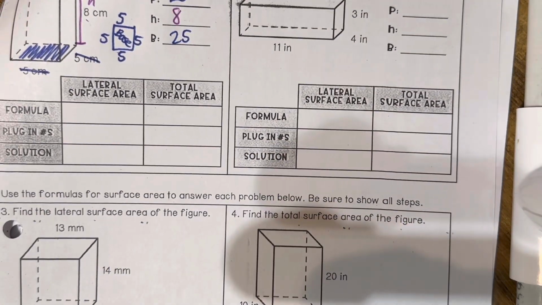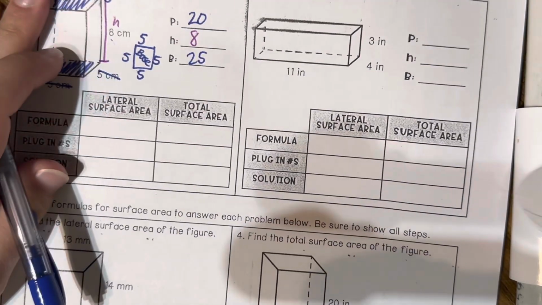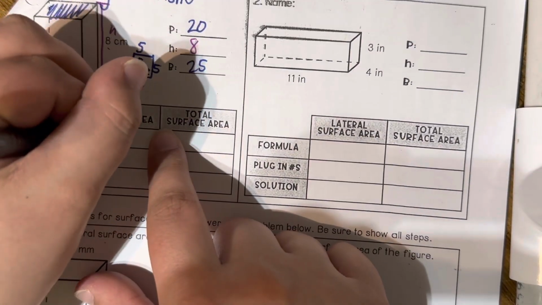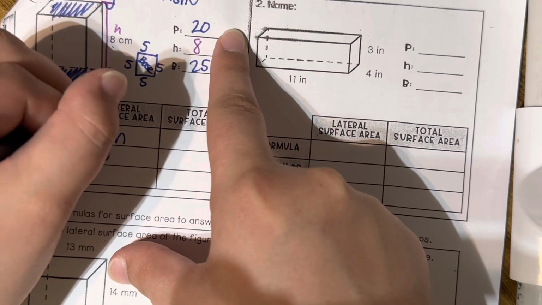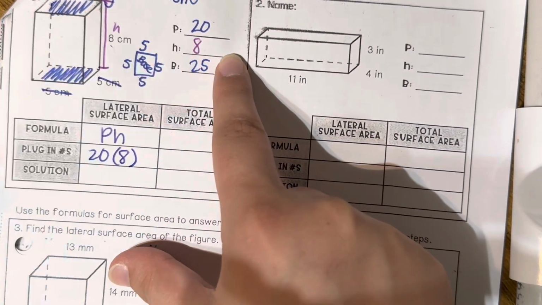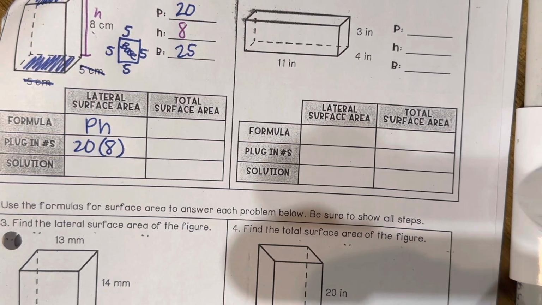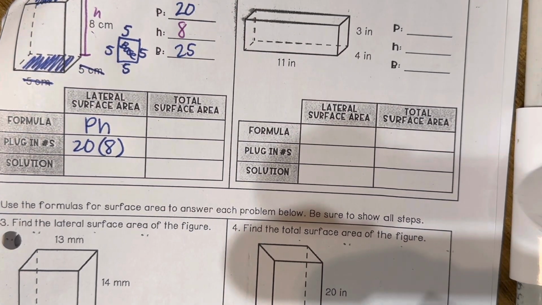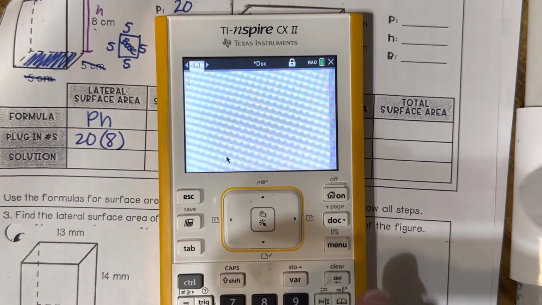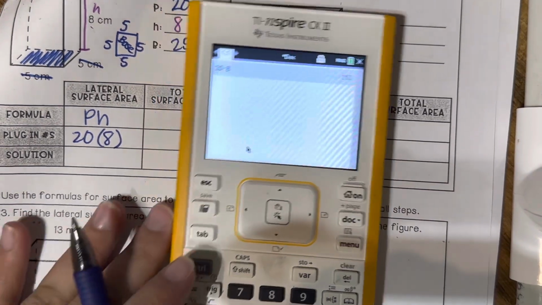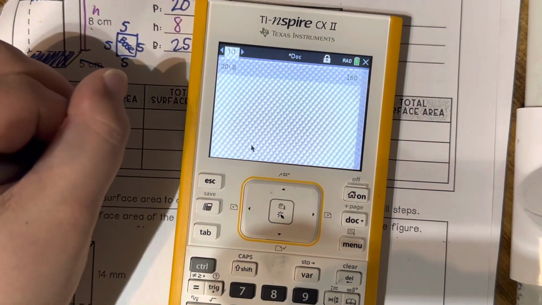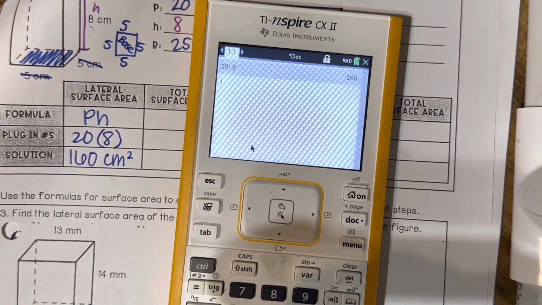area of this prism. So my formula for lateral surface area, if we remember, is P times H. Well, my P, we already said, is 20, and my H is 8. So in my calculator, I'm going to type in exactly how that looks. 20 times 8, and I get 160. So the lateral surface area of that rectangular prism is 160 centimeters.